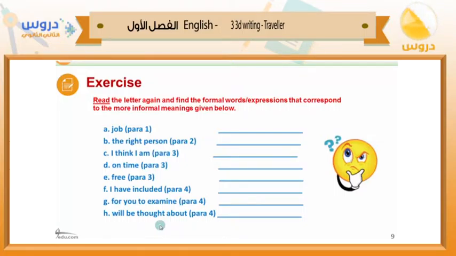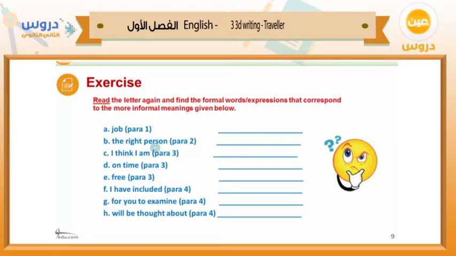So if you go back to this letter, okay, read the letter again. I just read this for you, and find the formal words or expressions that correspond to the more informal meanings given below. For example, the word job. Try not to write job. You can use another good word. We used it in the previous letter of application. This is more beautiful, formal, nice, convincing, okay?